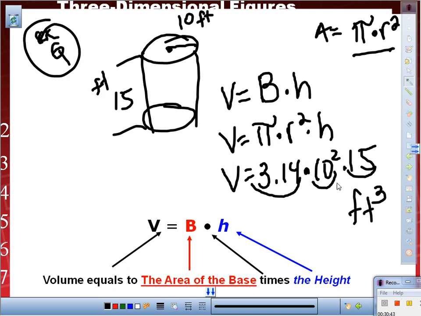All right, your homework, guys, pay attention. I want you to research at least one of each of the ones that we did today on the Frayer model. What were they? One prism, one pyramid, one cylinder, and one cone. I want you to find me the volume of all 4 of those, okay?